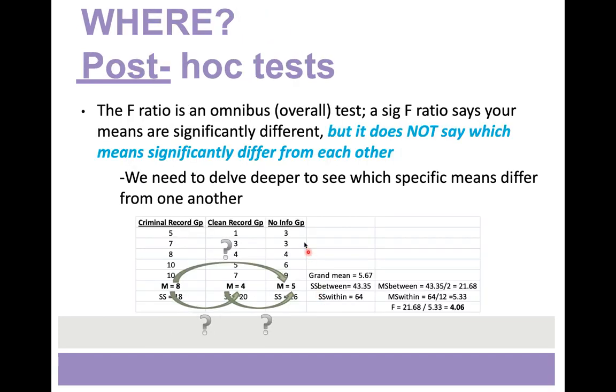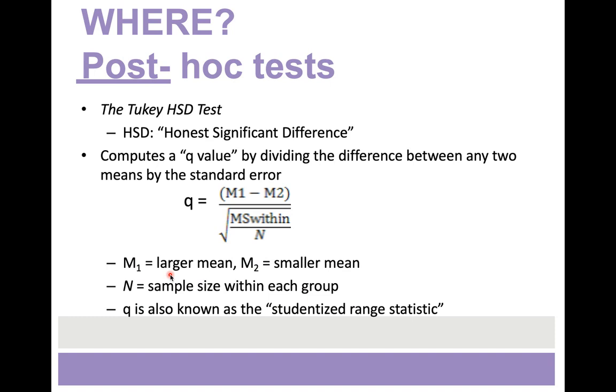So we had 1, 2, 3, 4, 5 individuals within each group. So to calculate a Q, we would do the mean of group 1 minus the mean of group 2 divided by the square root of the mean squared within divided by 5. Order of operations, right? Obviously, you do mean squared within divided by 5. Then you take the square root and then you do a fraction, right? This difference divided by whatever your denominator was.